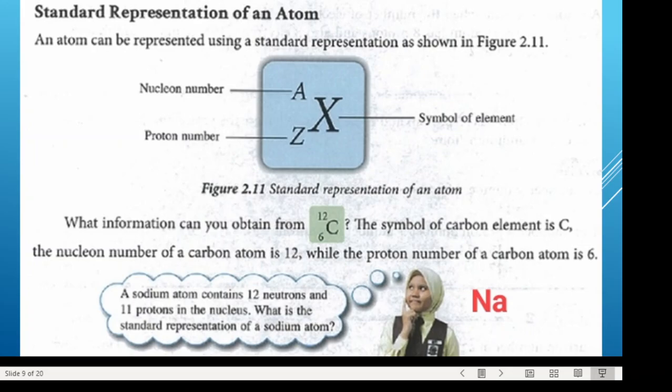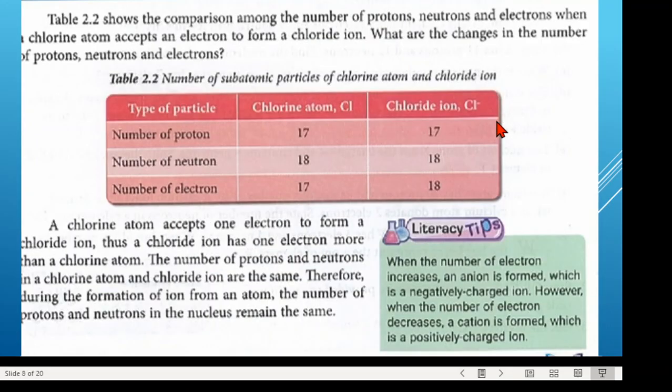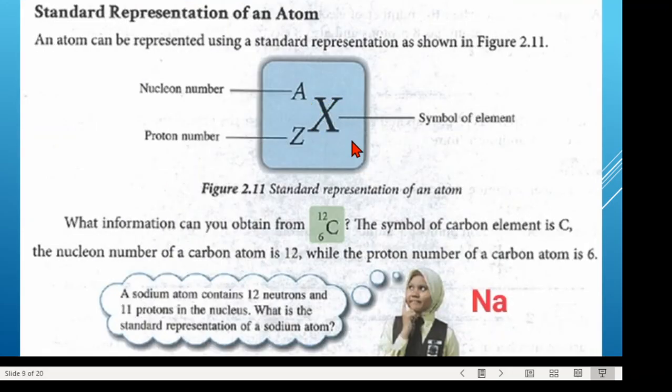Standard representations of an atom. So, this is the standard representations of an atom. The X here, the big symbol X is the symbol of the element. For example, we have chlorine, so Cl. We write a big Cl here. Understand? That is the symbol of the element. Then A here at the top is the nucleon number. The nucleon number. And the Z below here represents the proton number. Okay.